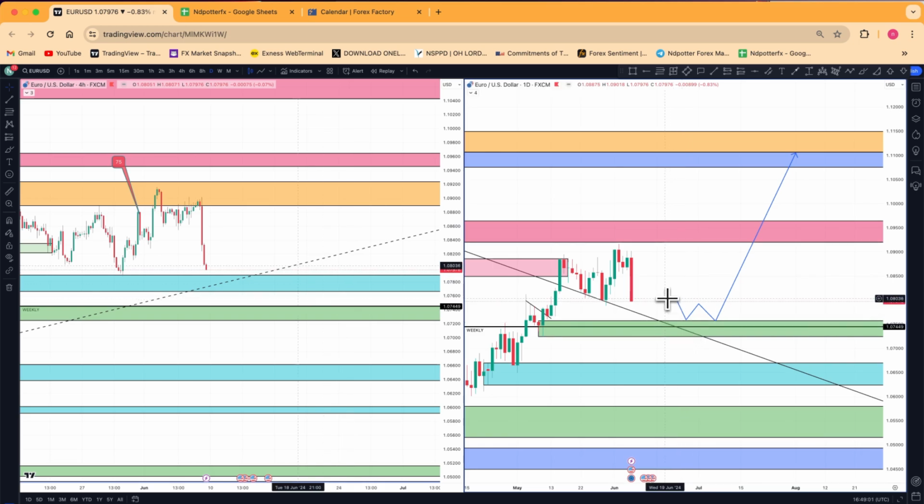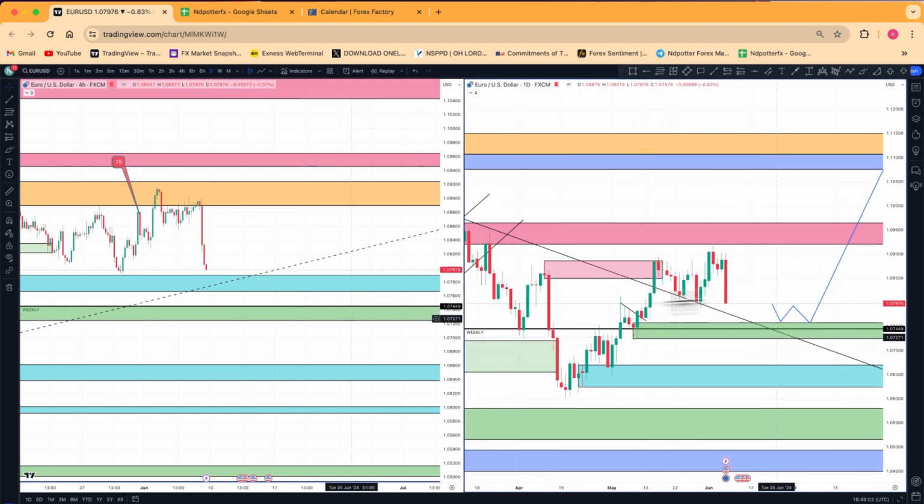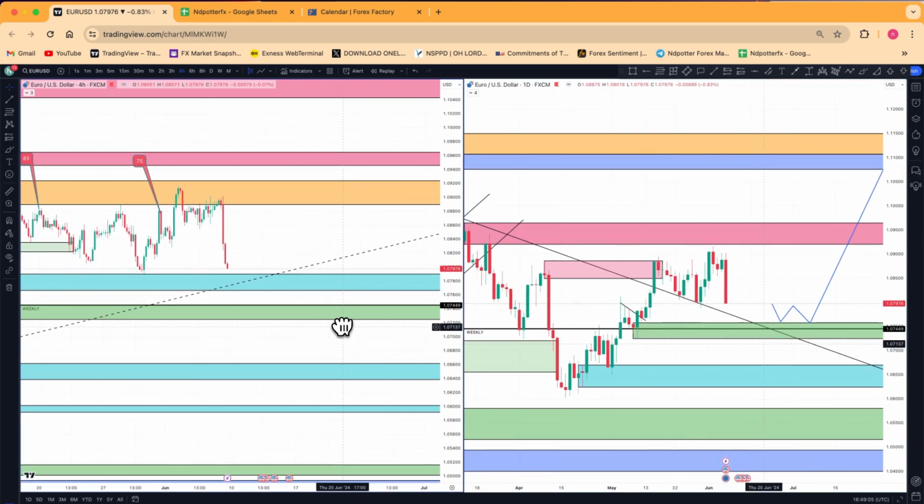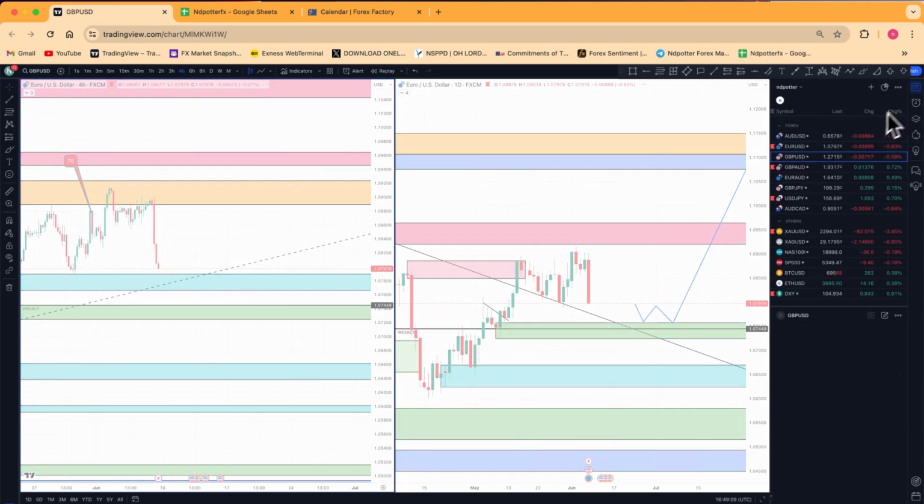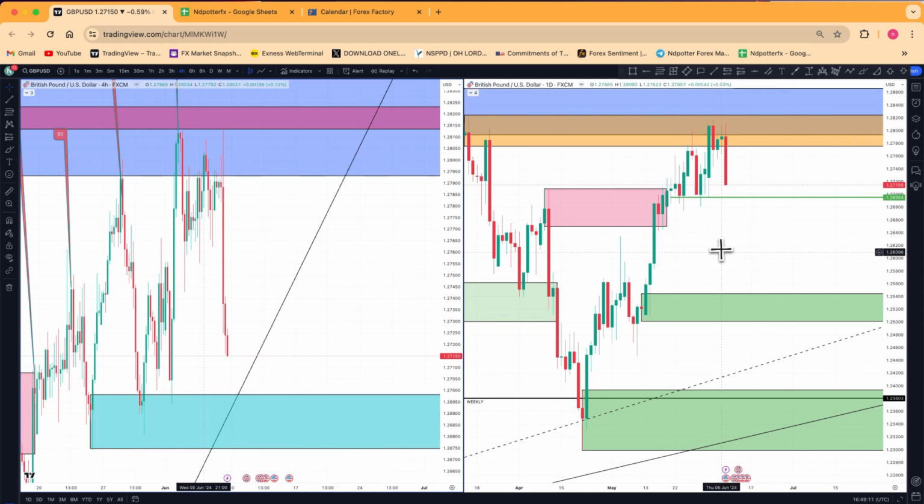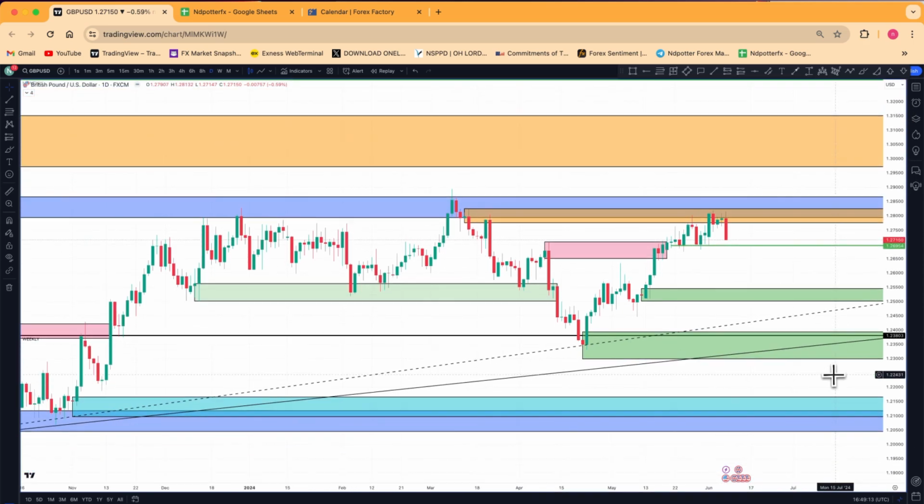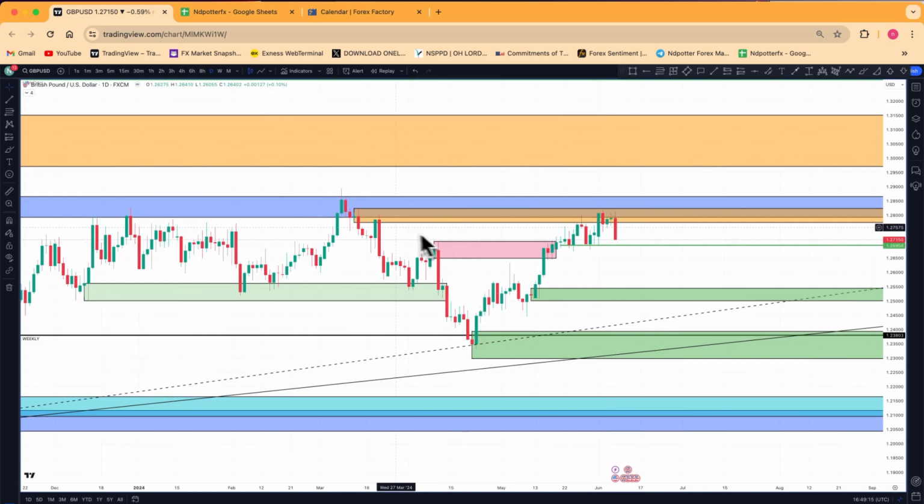So you guys should pay attention to what I'm explaining here. So that's all for Euro USD. Let's quickly look at GBP USD here. Looking at GBP USD is also the same thing.